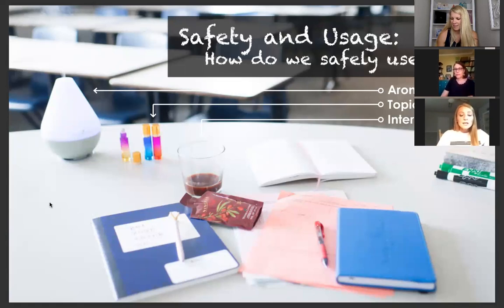So also, I need to note that any time you're putting oils on, and this is your first time, make sure you dilute it with a carrier oil. So what I mean by carrier oil is like coconut oil, olive oil, grapeseed oil, avocado oil.